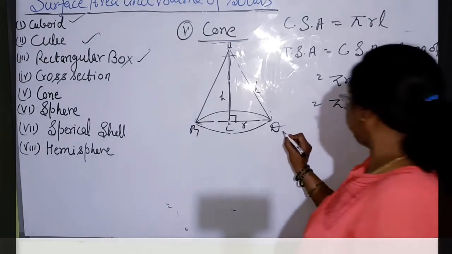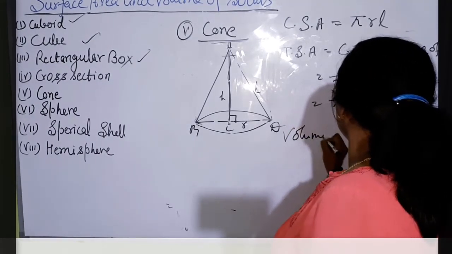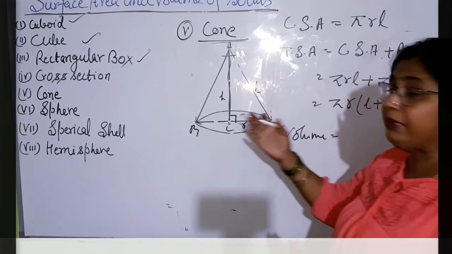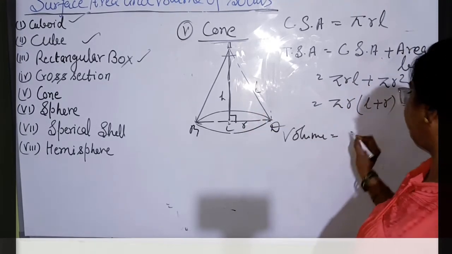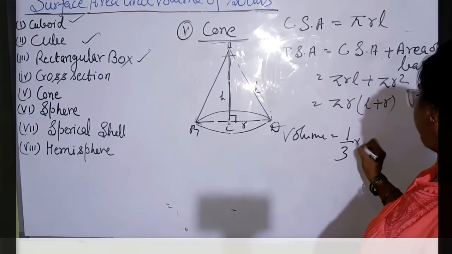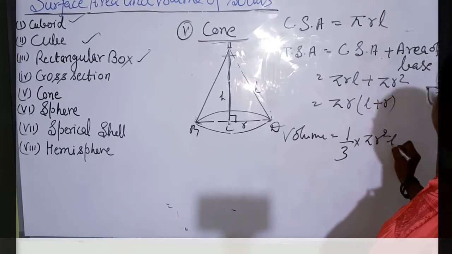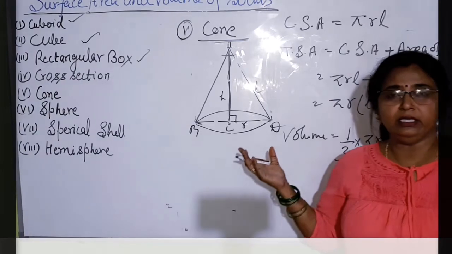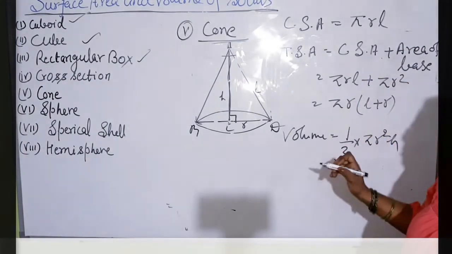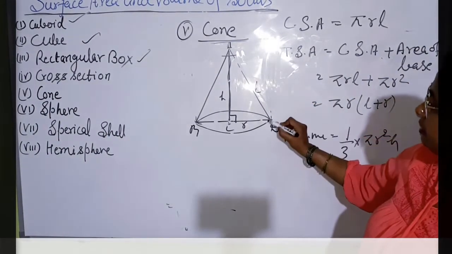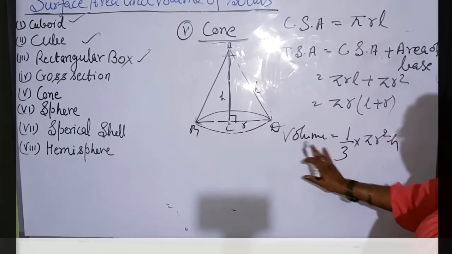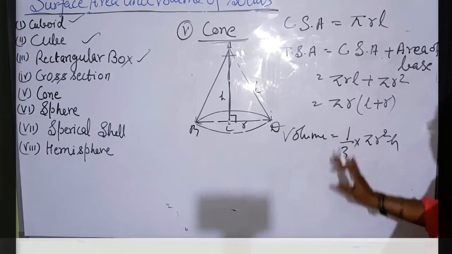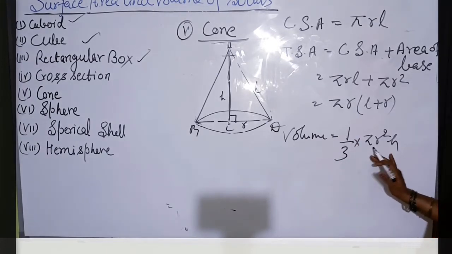Now volume. Volume is equal to 1/3 of the volume of a cylinder, which is 1/3 into pi r square h. Cylinder I already explained in my previous video. So if you imagine one cylinder of the same base and height, then the volume of the cone is 1/3 of that cylinder, pi r square h. It is a cone.